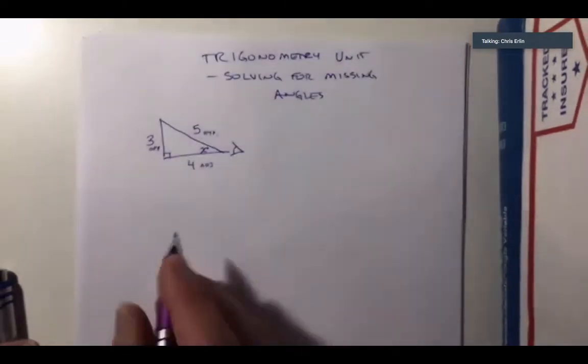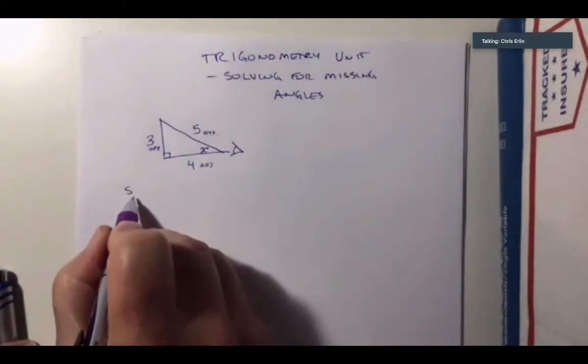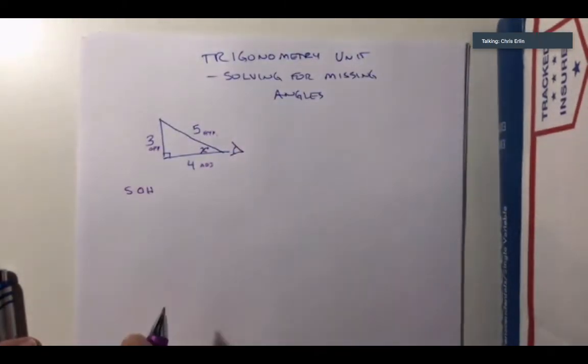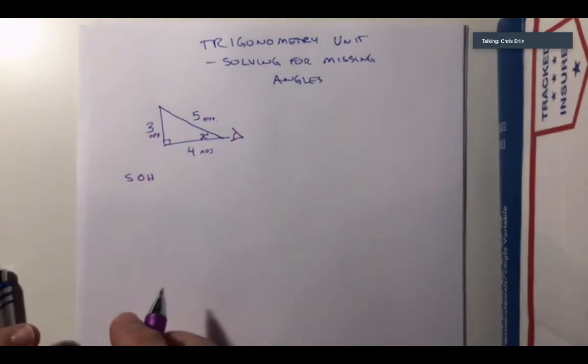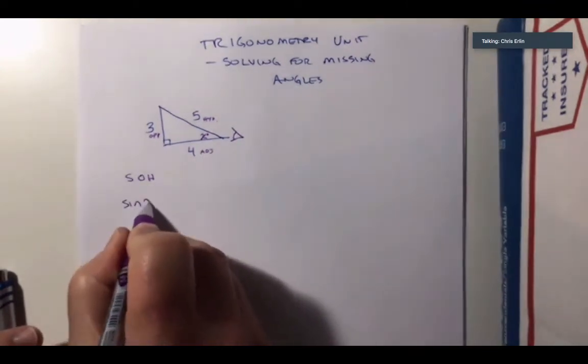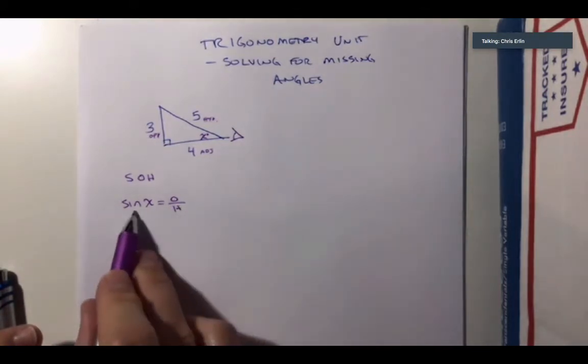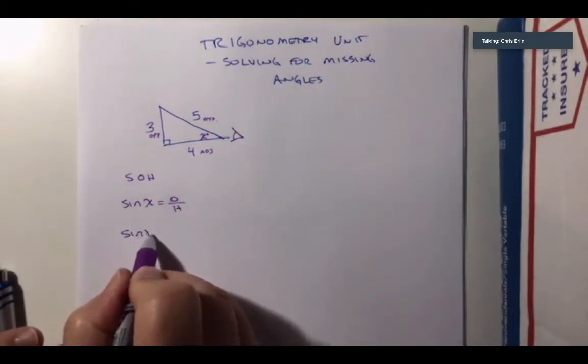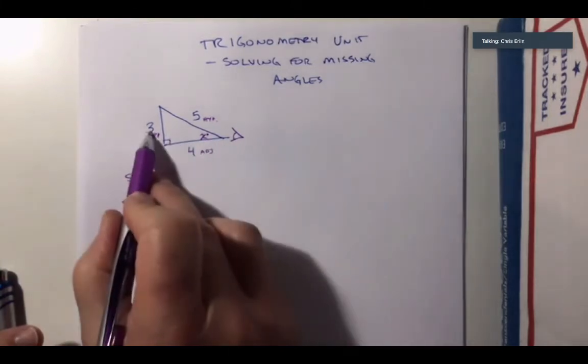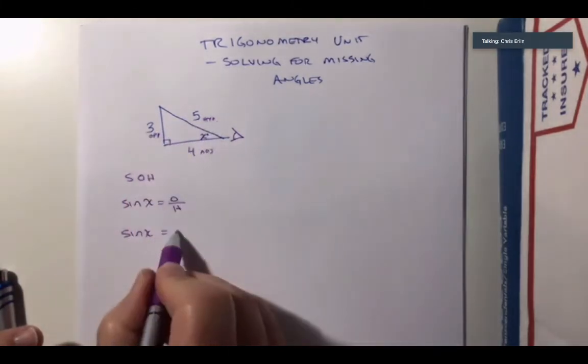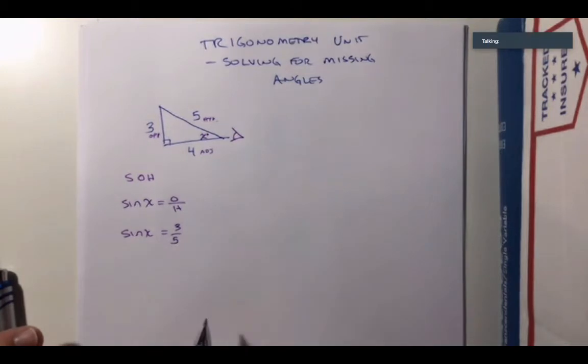If I wanted to use the sine function, I know that sine falls under the SOH acronym, and therefore the sine of an angle is equal to the opposite over the hypotenuse. So in this case, the sine of x would equal the opposite over the hypotenuse, so 3 over 5.